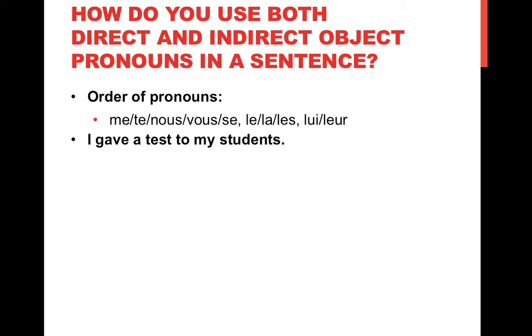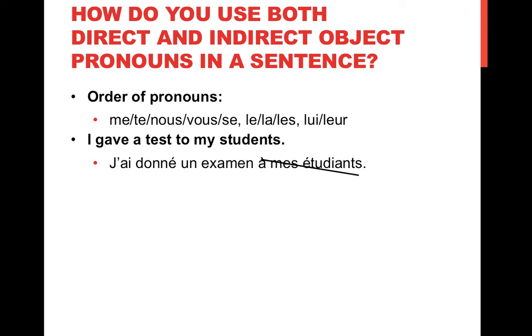So for example, I gave a test to my students. First, we want to look at the sentence and try to decide what the direct object would be, the thing directly receiving the action of giving, and then what the indirect object would be, the thing or person to whom or for whom the action is being done. When we translate it into French, it is j'ai donné un examen à mes étudiants. Donné, that is our verb for gave. Un examen, that is our direct object because it is the thing that we are giving. And then mes étudiants would be the indirect object because that is to whom I am giving the test.